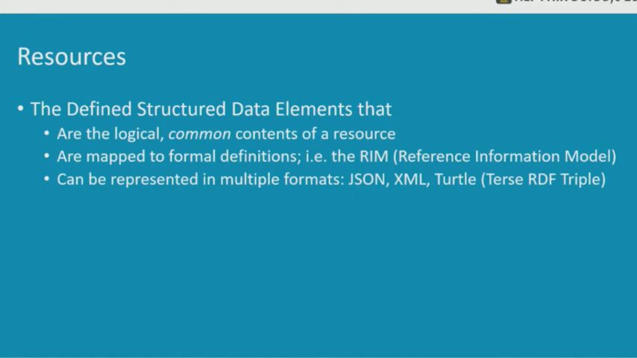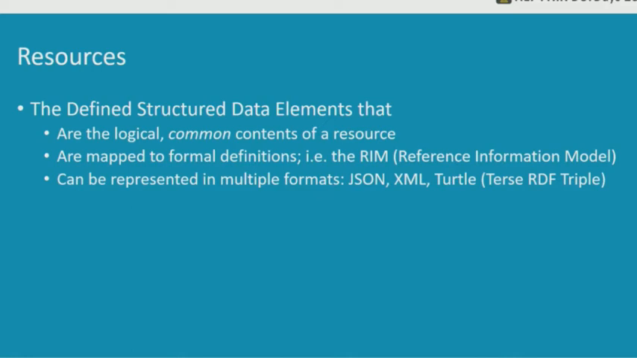So if you think about resources, what are they? Well, they're the defined structured data elements. So in the specification, when you look at FHIR, you're going to see lists of resources. Now with FHIR STU3 and going on to R4 pretty soon, there's over 100 different types of resources that FHIR defines. But the idea for a given resource is that the definition of it defines the logical common contents of what that resource represents, what that data collection might be. So they're mapped to various formal definitions.